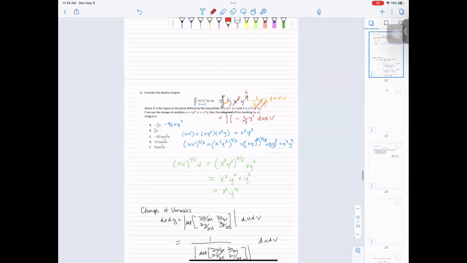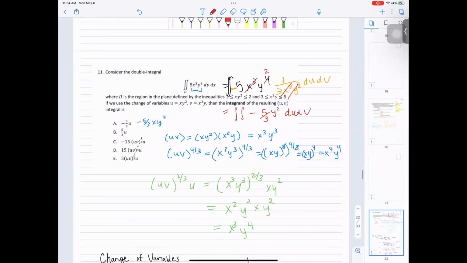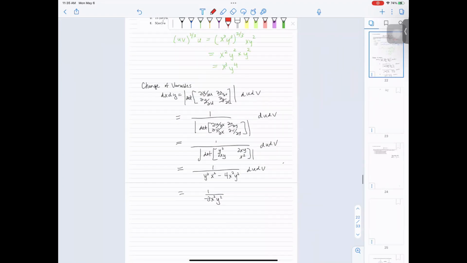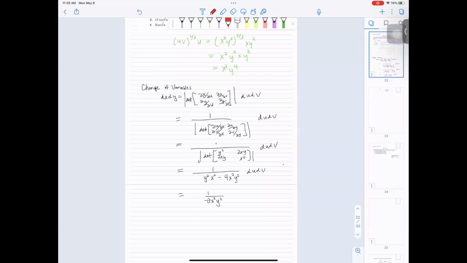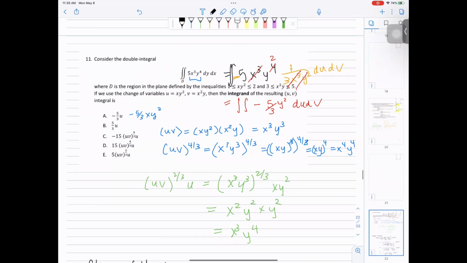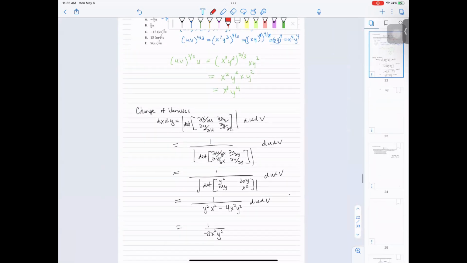Did I do choice B? 5/3 u xy squared. Maybe I missed something. X squared. Oh, why did I put a cube? Wait, this is squared. So this is actually a squared. So the x, we are left with a single x. So xy squared, which looks to be choice A.